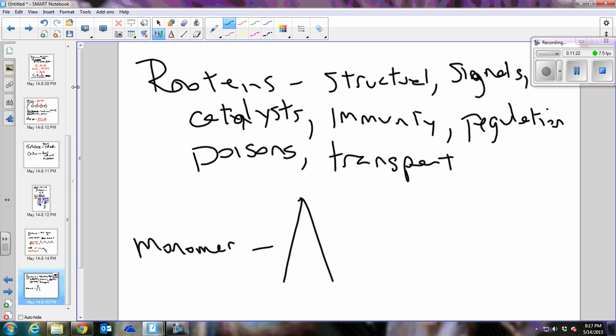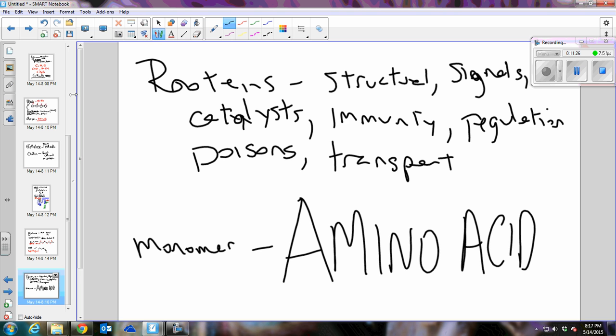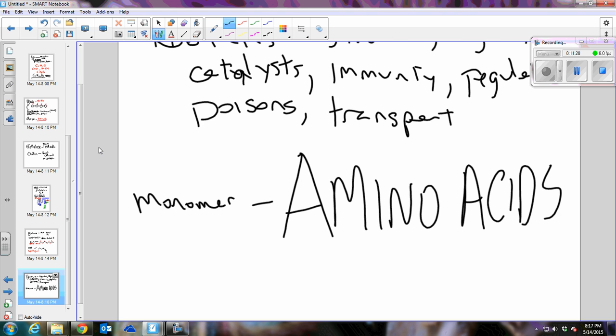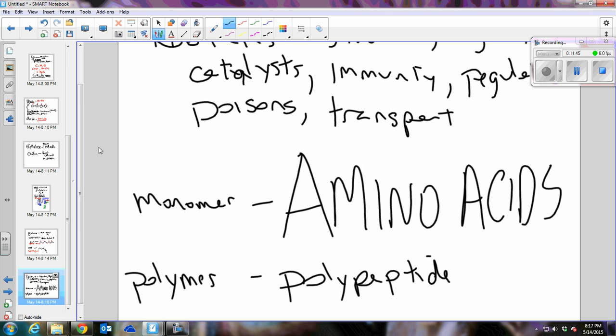Proteins are made up of individual monomers called amino acids. I'm writing it big because, please, this is just necessary. All right. And a polymer, then, because the amino acids are joined together with a bond called a peptide bond, the polymer is called a polypeptide, which is just another name for a protein.